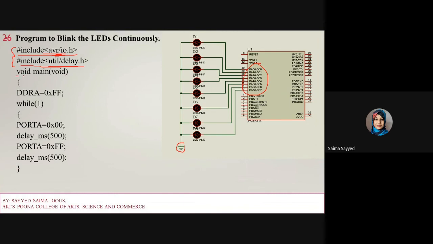Then void main, the program is starting. DDR means data direction register, which is used to configure the port as input or output. Here we have passed the value 0xFF, that means it is high, so it will be used as an output port. Then while(1), this is a continuous, forever loop. PORTA equals 0x00, then call the delay, then PORTA equals 0xFF, then call the delay. That means one time all LEDs will glow, and after some time all LEDs will be off. So this is the LED blinking program.